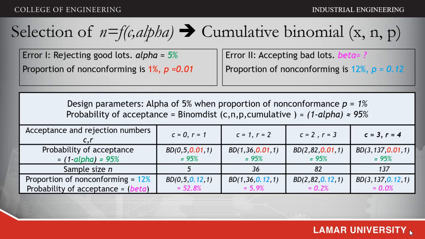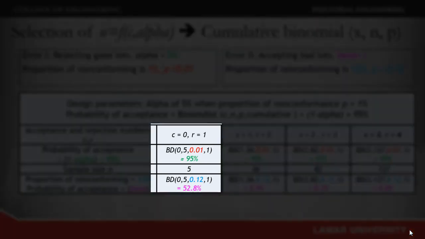So in the last row of this table, we can see the beta error when we selected an acceptance number of 0 and a sample size of 5, but the proportion non-conforming changes from 1% to 12%: the chances of accepting that lot would be 52.8%. In other words, you have many more defects and you still are accepting more than half the lots.